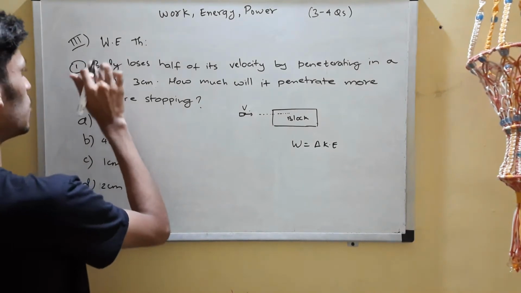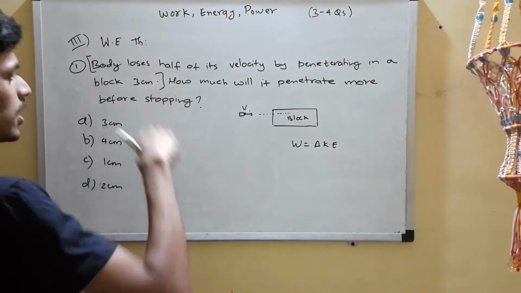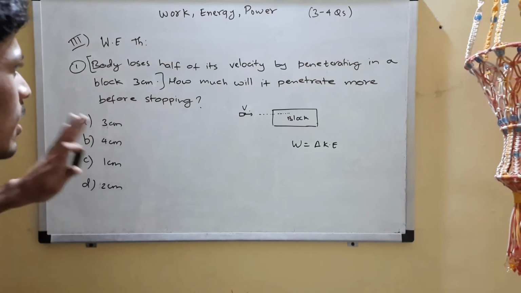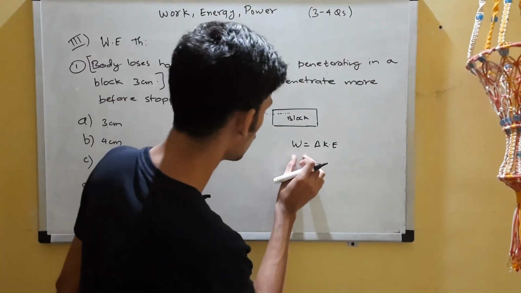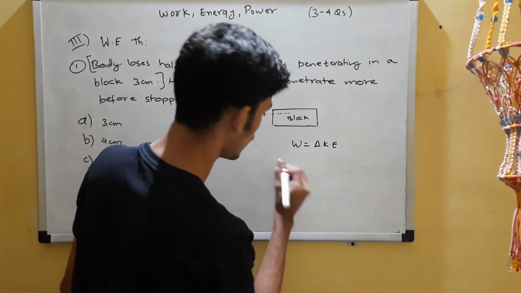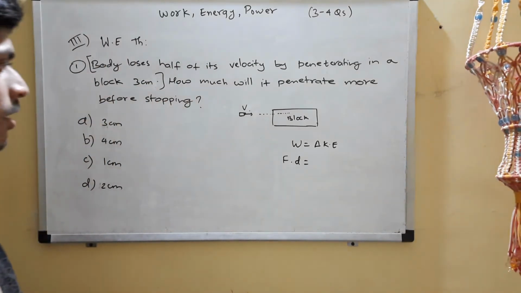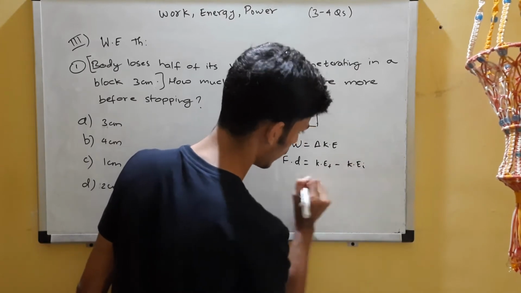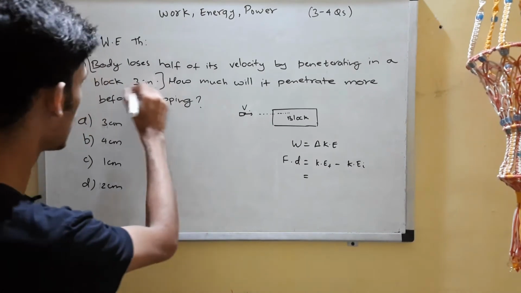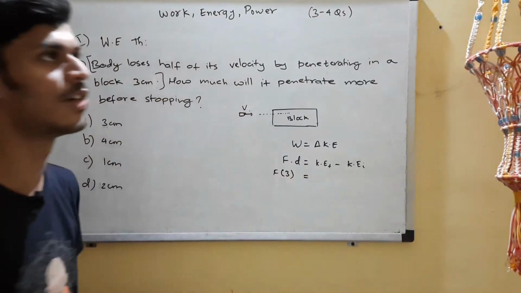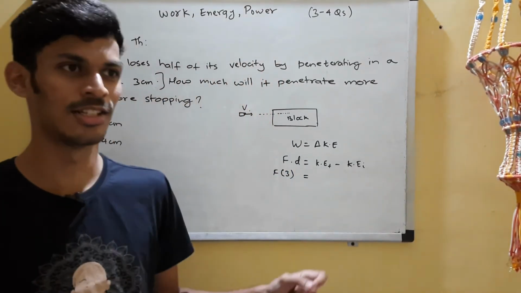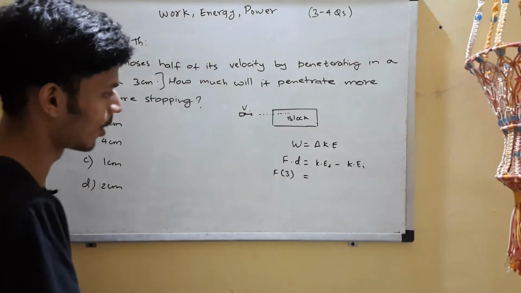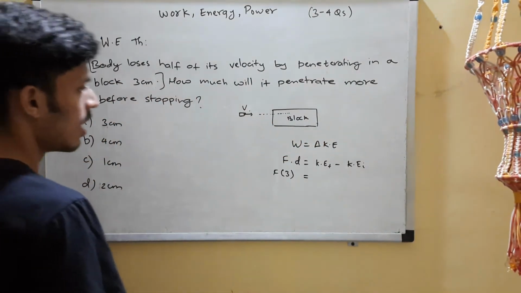So let's consider the first situation over here. Here we can write the work as force into displacement, and the kinetic energy change we can write as final kinetic energy minus initial kinetic energy. The displacement in the first case is 3 centimeters. Our main motive is to find the resistive force, and we assume that this resistive force is constant and will apply it in the second case to find D. So that is the idea we are going to use over here. So here we have the force, final kinetic energy.